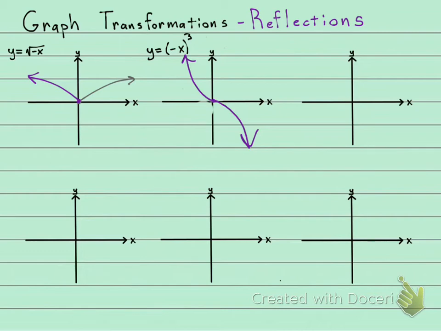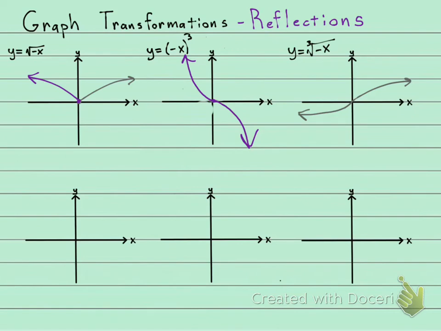Let's look at one more reflection across the y-axis. Let's do the cube root of negative x. The negative is inside with the x. We're taking all of our x values and flipping them across the y-axis. So we'll start with our basic shape of cube root of x. It's like a snake going this way.